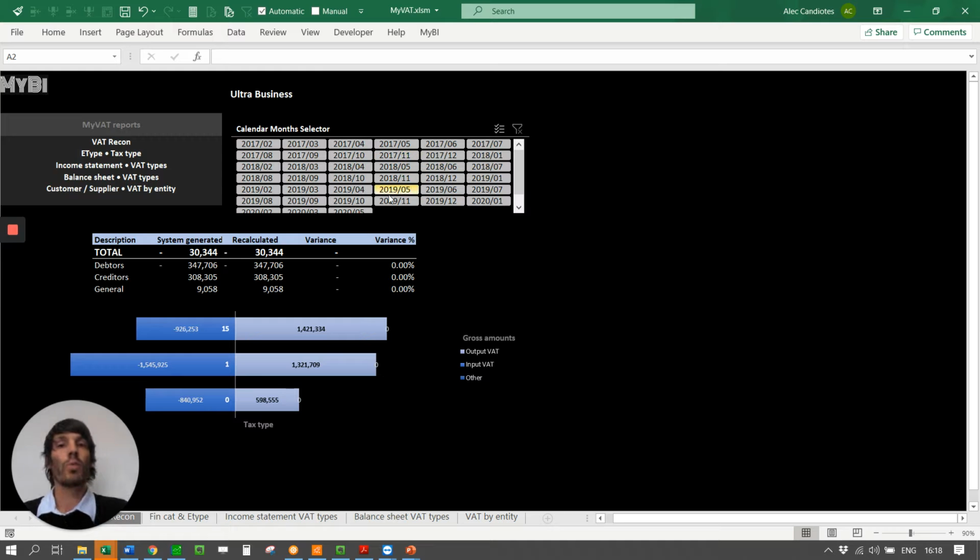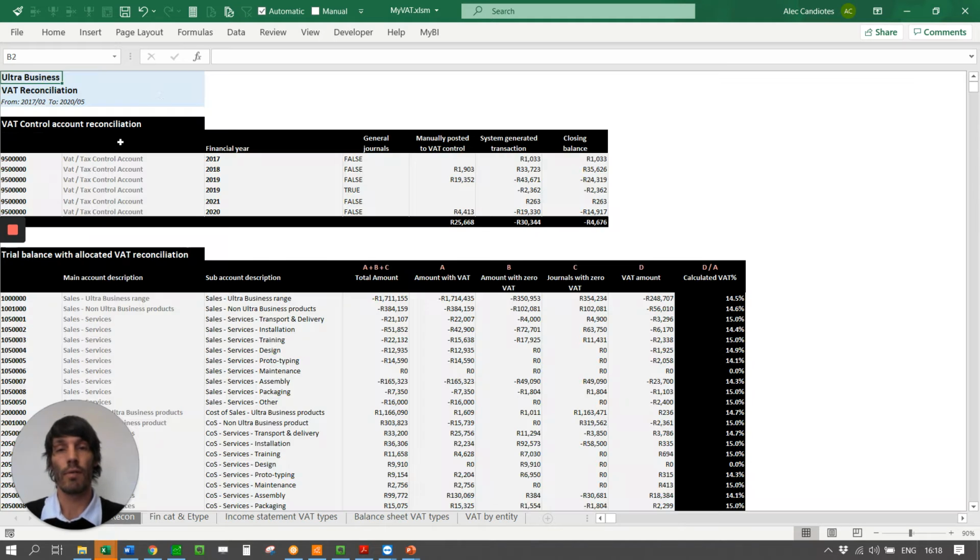Now, what we really have tried to focus on with this BI is getting you the grip to try and reconcile your VAT control account. Usually in a Pastel database, it's account number 9500000. Some people have it otherwise if they've specifically set it up. Okay, so this one is also 95000.